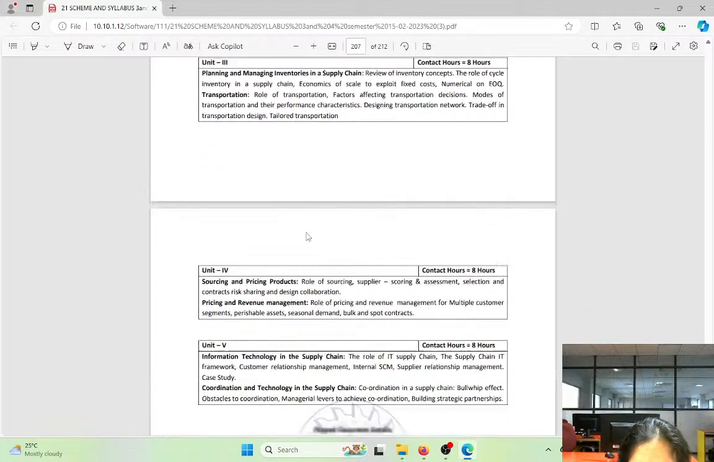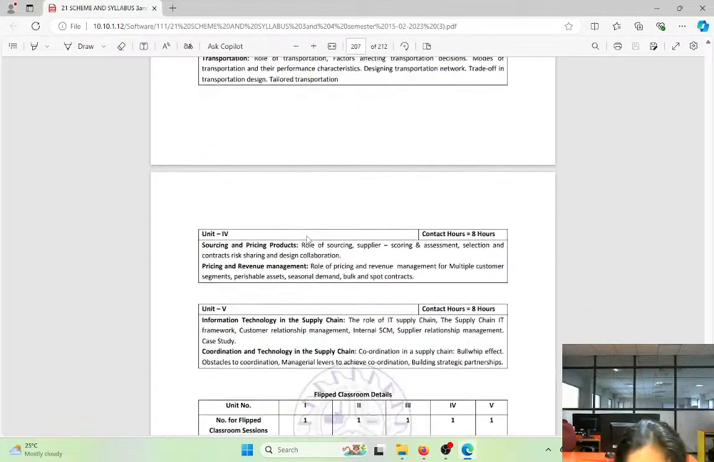The fourth unit deals with sourcing and pricing. The first part is sourcing and pricing products. What is the role of sourcing, suppliers and assessment? How do we select? That is based on the contract, based on mutual adjustment, based on how the entire organization decides to go, either for selection on the basis of the contract, negotiable or with the lease product.